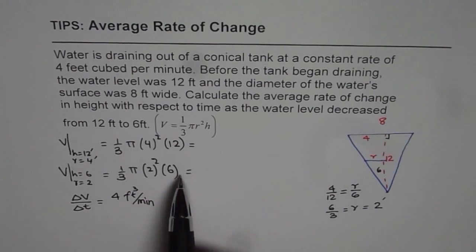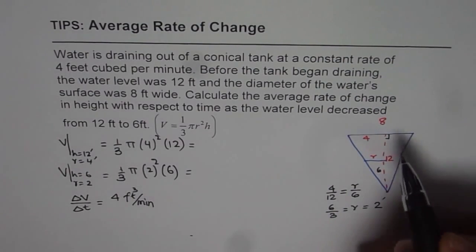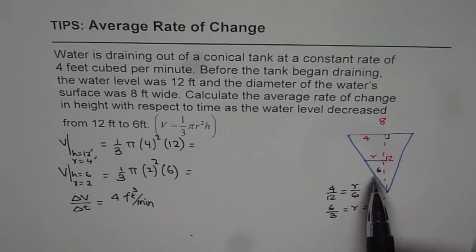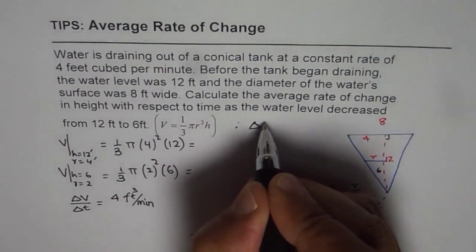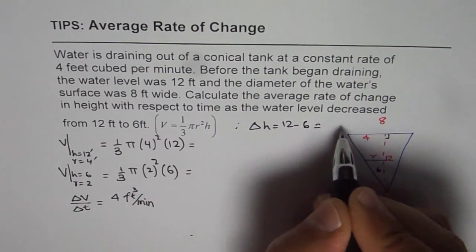Now from here we can find change in volume, that is delta V. Once we find change in volume, we can find change in time by dividing change in volume by 4. So now we know change in time, delta T. Change in height, we already know it is from 12 to 6, right? So the change in height for us is 12 minus 6, right? So it is 6.